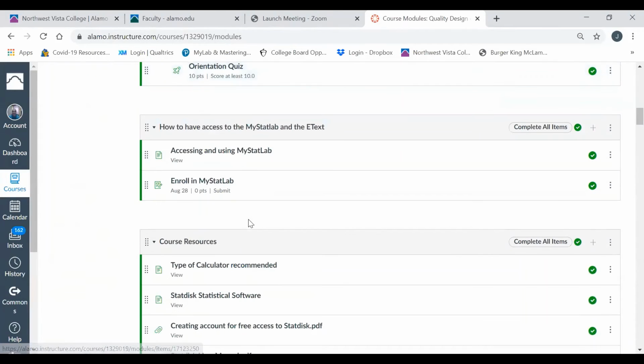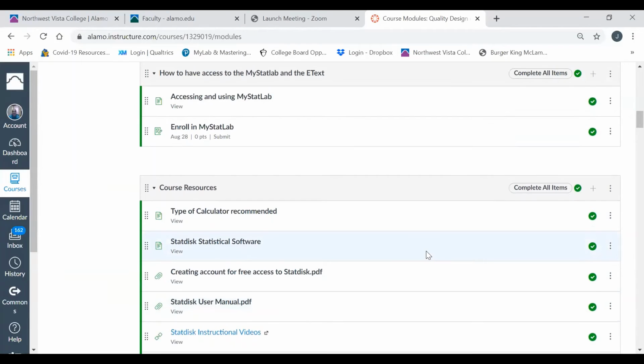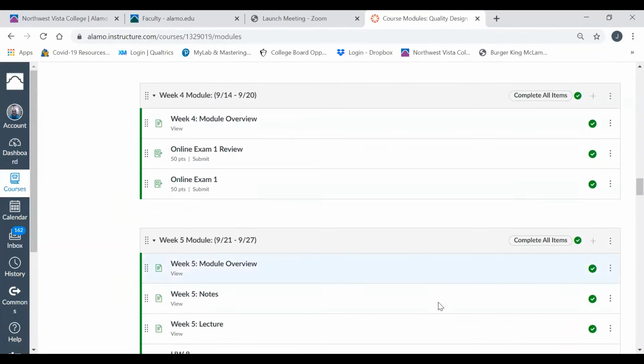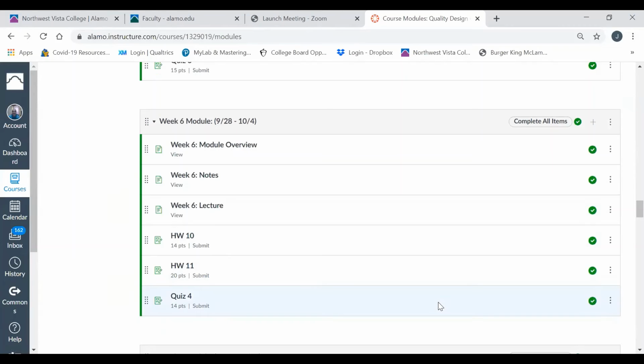I was also taught that I can make sure the students go through each page first before they go to the next one, so it's locked. They can't go from one page to the next; they have to finish one link to proceed to the next link. So that's the main part of the overview of the main changes that I needed to do.